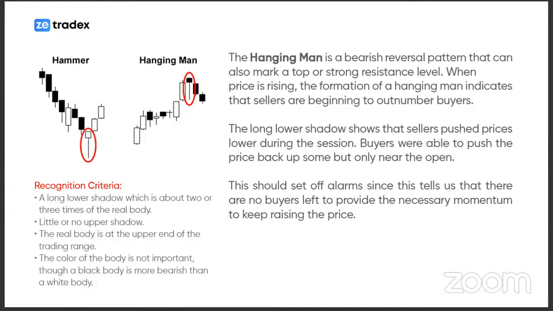A long lower shadow, which is about 2 or 3 times the real body, with little or no upper shadow. The real body is at the upper end of the trading range, while the color of the body is not really important, though a black body means more bearish than a white body. But one thing to understand about the hanging man: the long lower shadow shows that sellers push prices lower during the session, while buyers were able to push the price back up some, but only near the open. So it's a very important signal for a reversal in the market. Always take note of this. Next page, please.